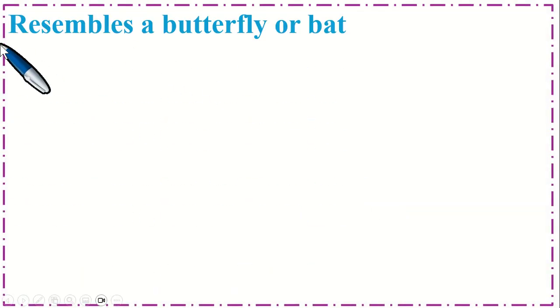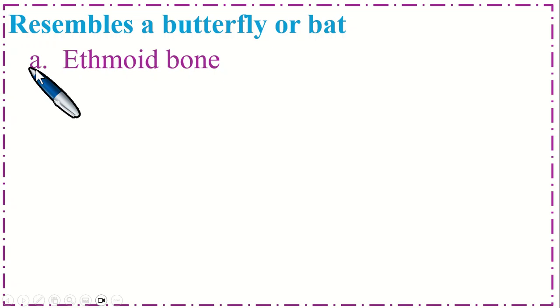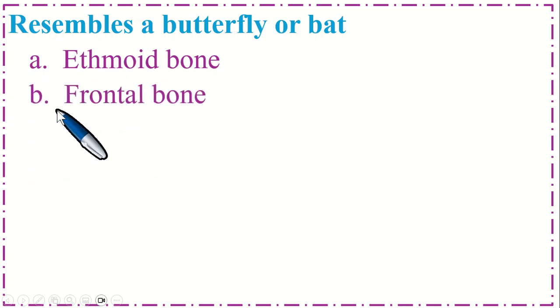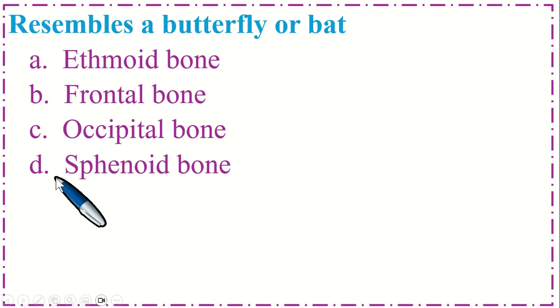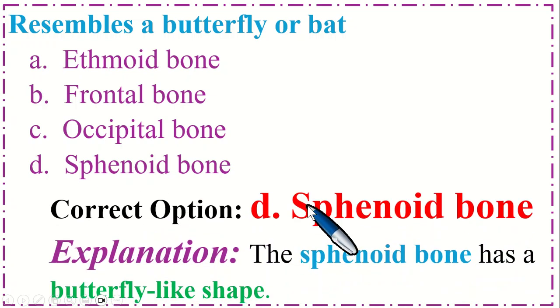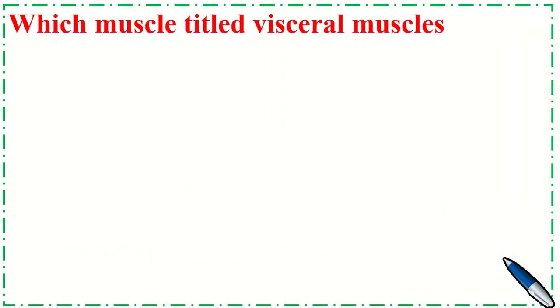Which bone resembles a butterfly or bat? Option A, ethmoid bone; B, frontal bone; C, occipital bone; and option D, sphenoid bone. So the correct option is D, sphenoid bone. The sphenoid bone has a butterfly-like shape. So this is a very important MCQ.